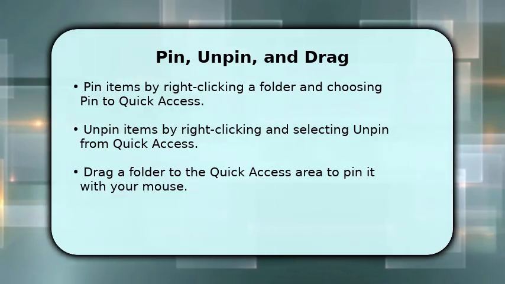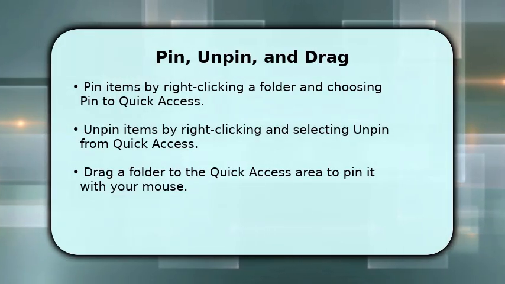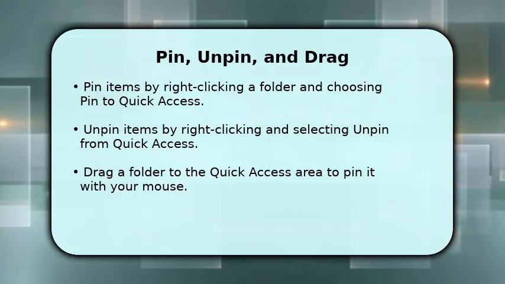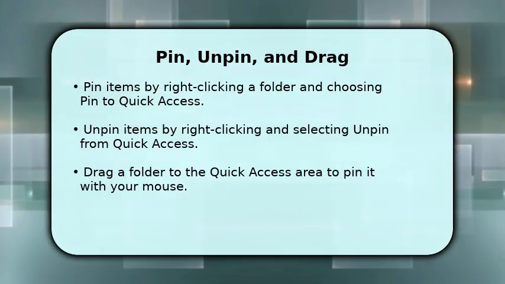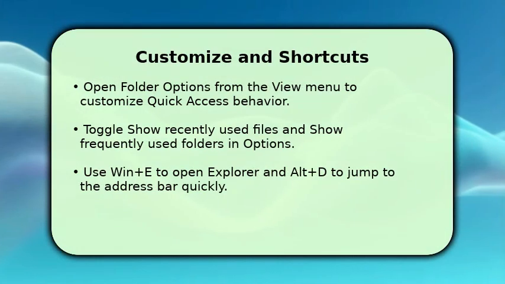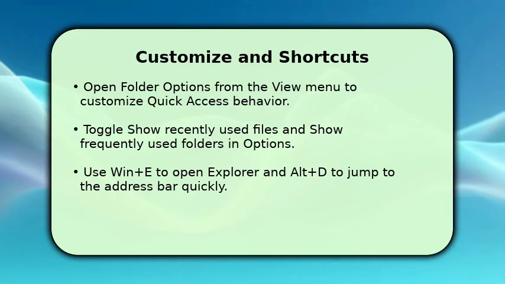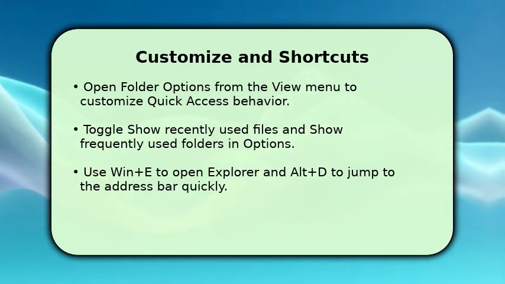Customize Quick Access behavior by opening Folder Options from the View menu. In Folder Options, toggle Show Recently Used Files and Show Frequently Used Folders as preferred. Clearing File Explorer history removes recent items without removing pinned folders.